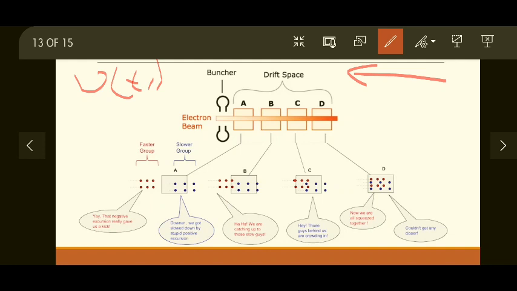Now ABCD, which is shown over here, these are frames. That means they are not actually present. This is there for explanation only. We are capturing different frames through which we will see how the bunching process occurs. When they enter frame A, these are the faster electrons which are right now behind the slower electrons.